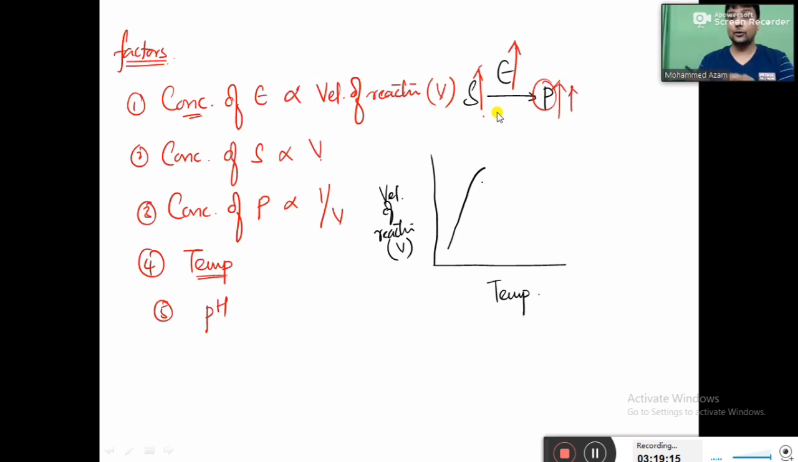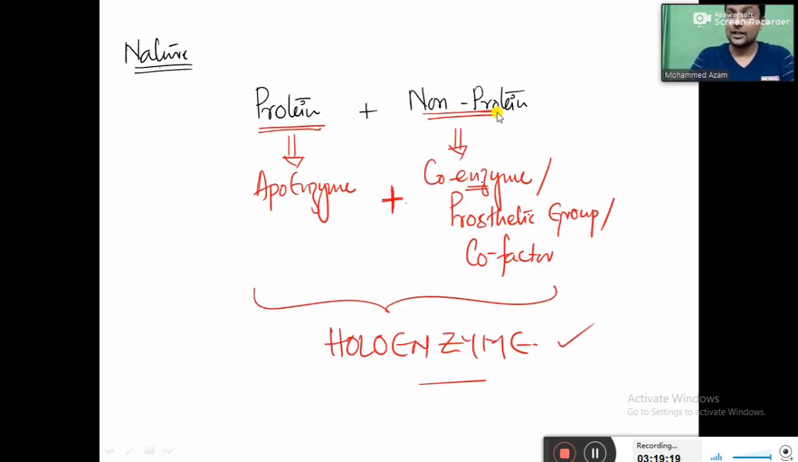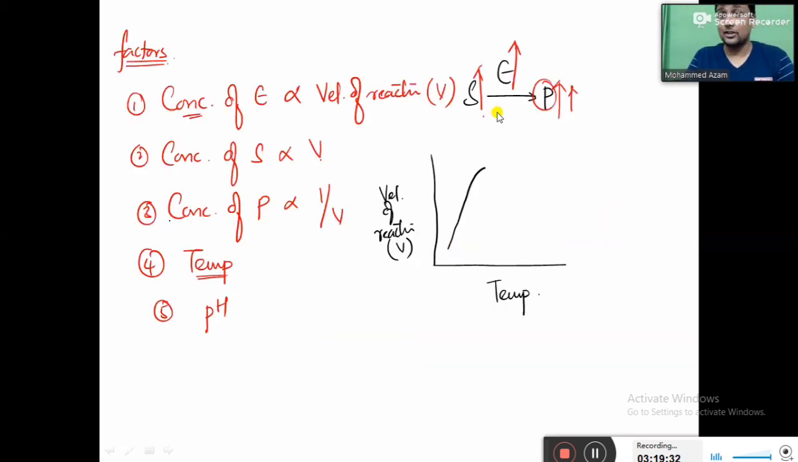But if you further increase temperature, you already know the nature of enzyme. It is actually protein in nature. If you increase the temperature further, the protein will undergo denaturation. And when the protein is denatured, that means the enzyme is gone. When the enzyme itself is gone, will the velocity increase? On the contrary, it will decrease. So with respect to temperature, initially velocity increases, reaches a maximum, and if you further increase temperature, velocity decreases.